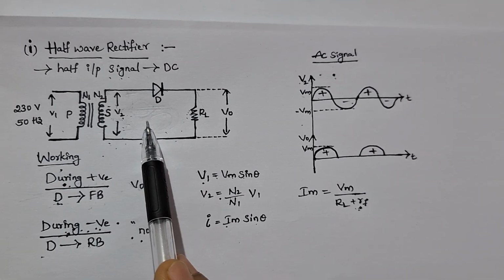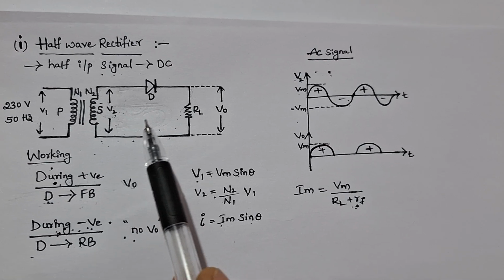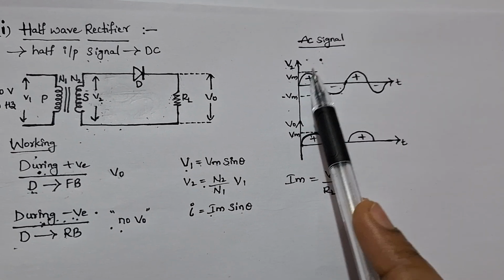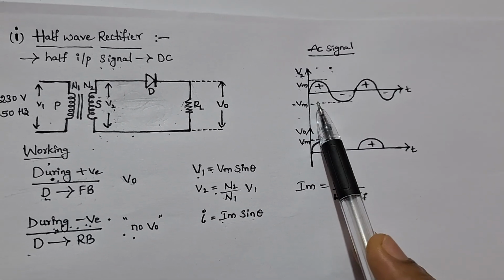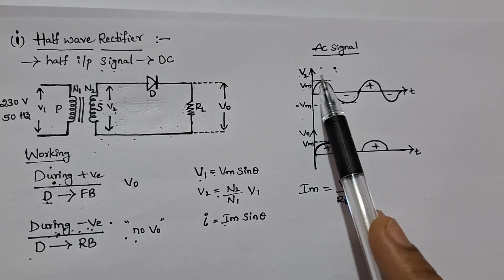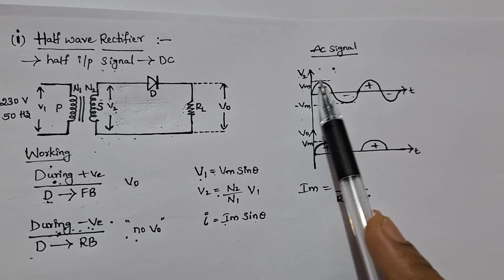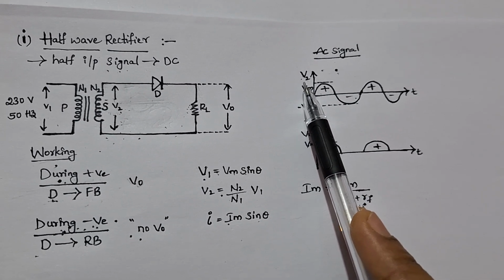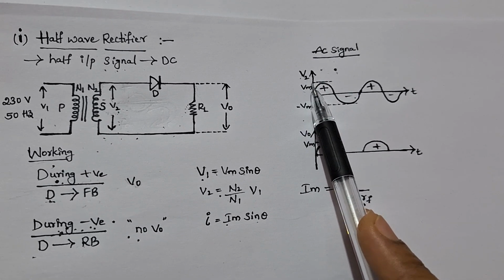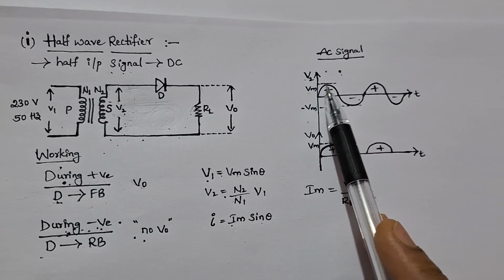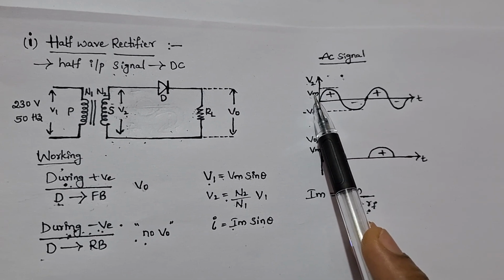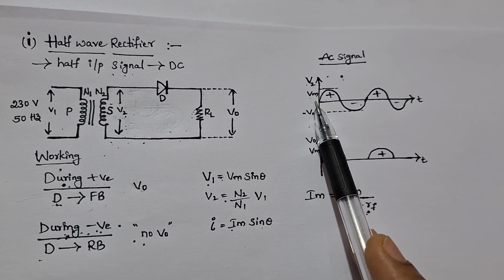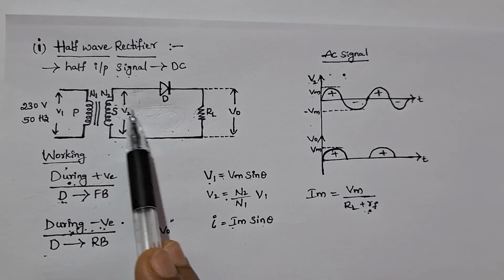We'll consider an AC signal. This is an AC signal graph. In this AC signal graph, we have considered the voltage V2. As you can see from the waveform, V2 is the input to the rectifier.